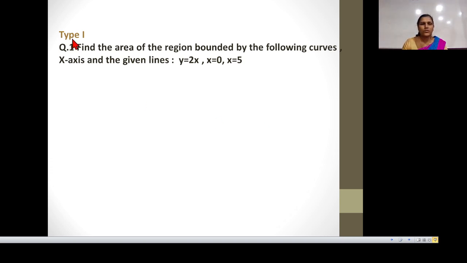So we have taken examples type-wise. In type first, we will discuss question number 1. So what is the question? In question number 1, we have to find the area of the region bounded by the following curves, x-axis and the given lines. We are given the curve y is equal to 2x, and we have to find the area between x is equal to 0 to x is equal to 5.